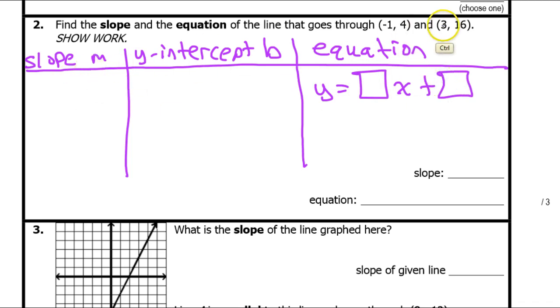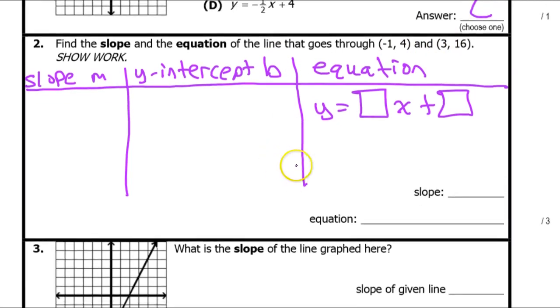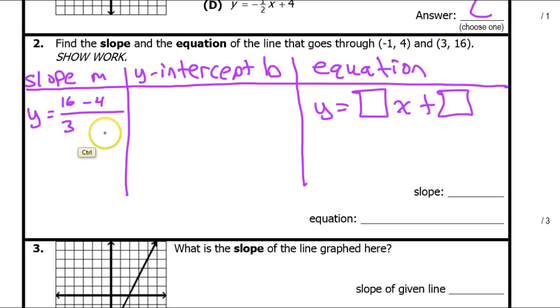So first we need to find the slope. The formula for slope is y minus y over x minus x. So this is going to be 16 minus 4, because that's y minus y, over x minus x. So that's 3 minus negative 1. A common mistake is just to put 3 minus 1. But this is not a 1, it is a negative 1. So you have to say 3 minus negative 1. You need the double negative here.